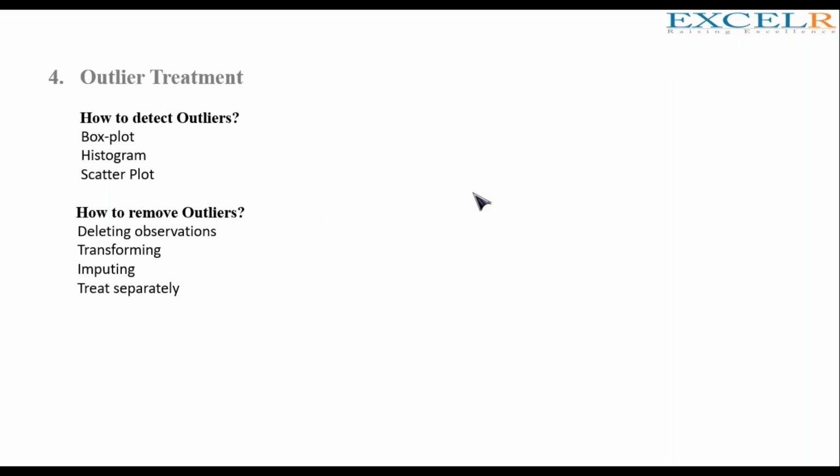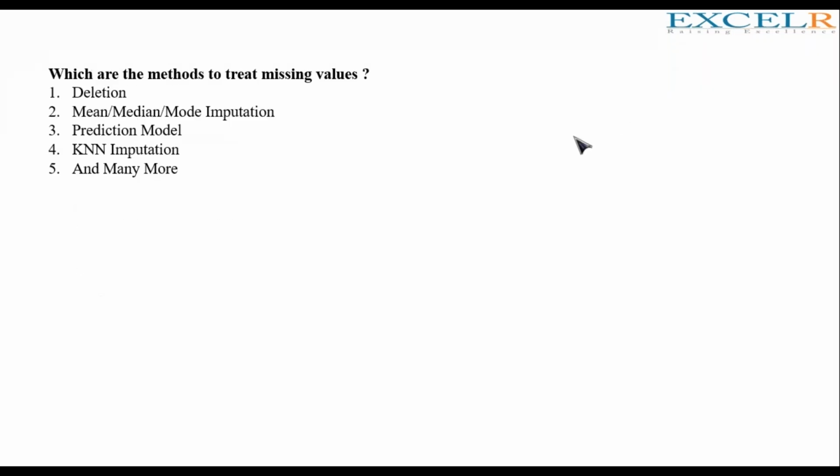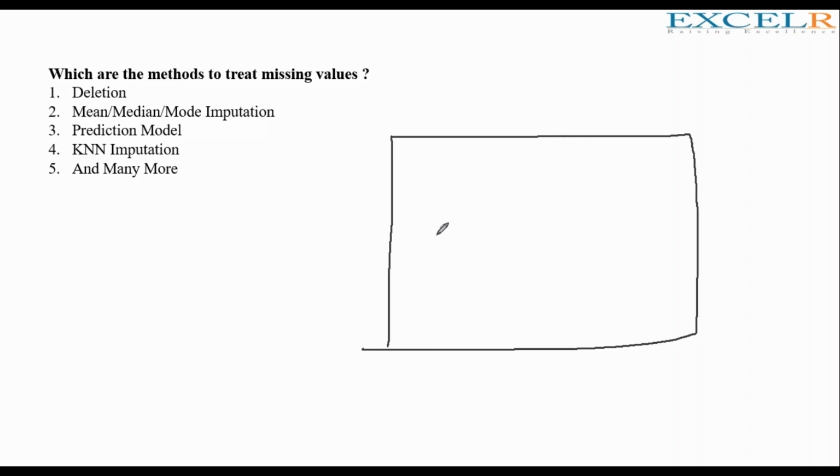Then comes your outlier treatment. We know for a fact that we have outliers. See over here, you have the data set in this format. You have data sets in such a fashion.